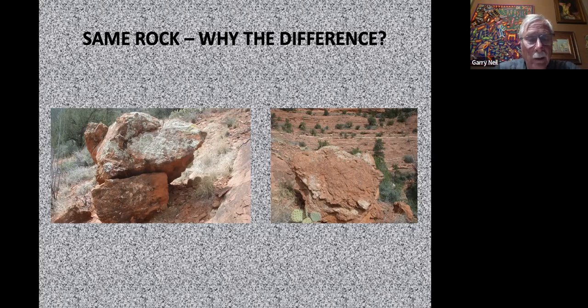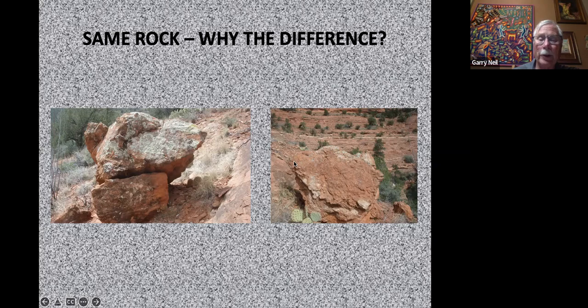One's taken on one side of the rock and one's taken on the other side of the same rock. You'll notice there's a prolific amount of growth of lichens on this side, hardly any on this side. Does anybody have an answer? I know you're not speaking in the group, but I'll let you think about it a little bit.